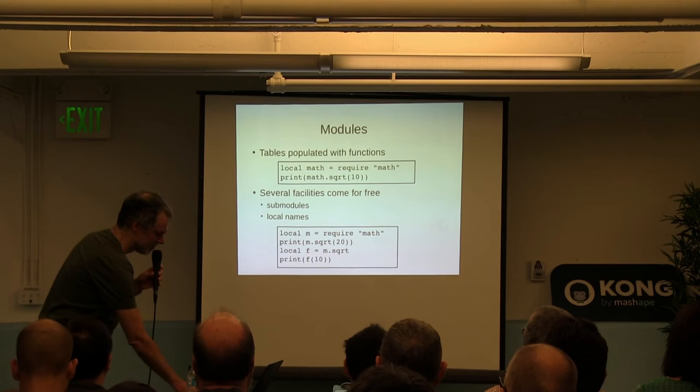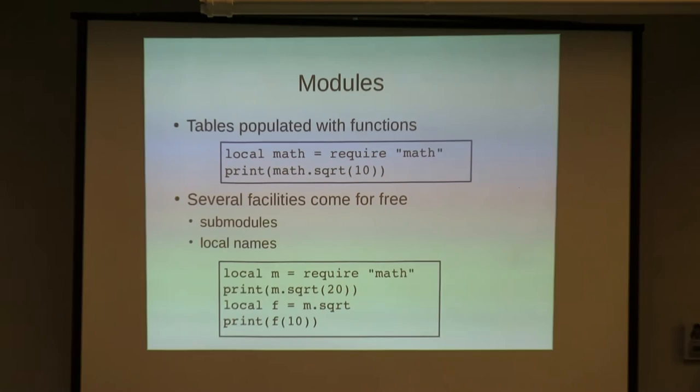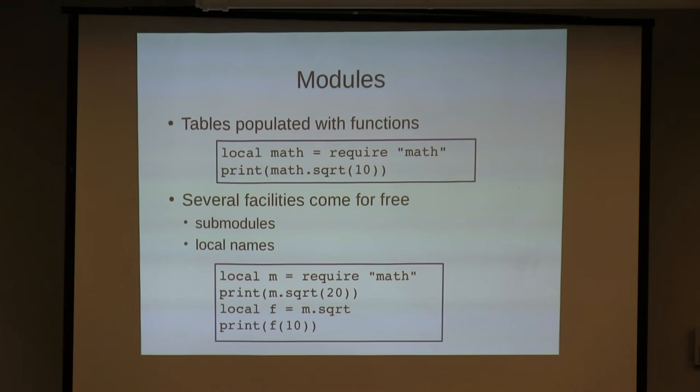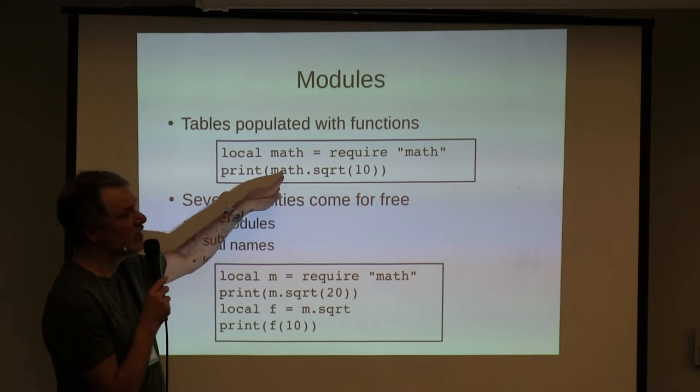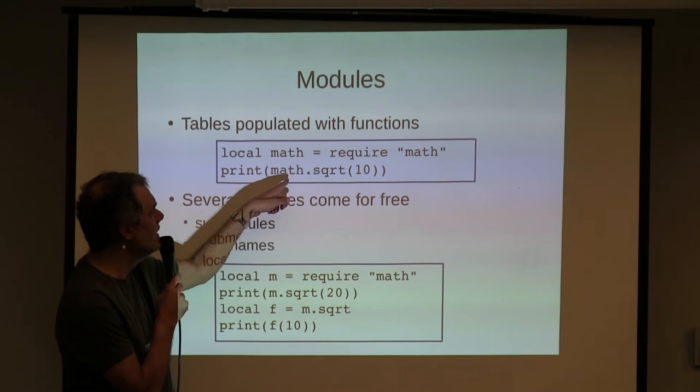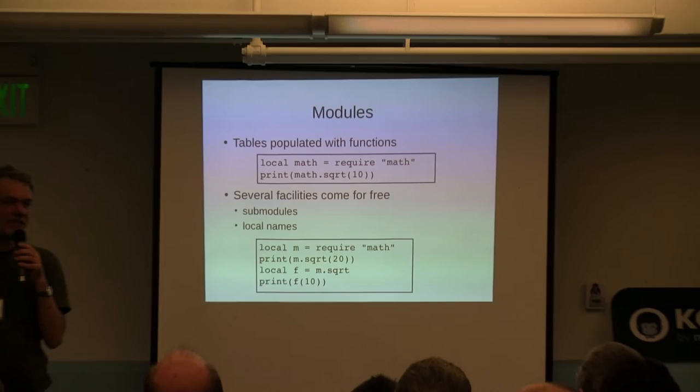Well, modules. The module rule is just nothing. It's just a way of using tables and closures. A module is just a table populated with functions. For instance, when you do math.sqrt(10), math is a regular table. This is just table access using this string as the key. And the value that is stored there is a closure, it's a function, and then you call that function. So there is absolutely nothing new here.